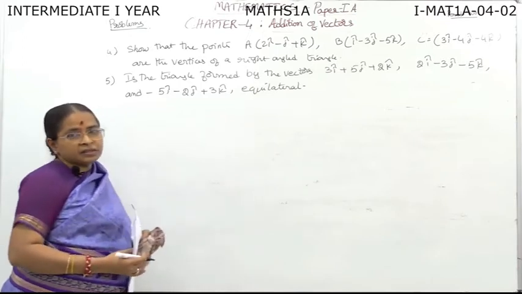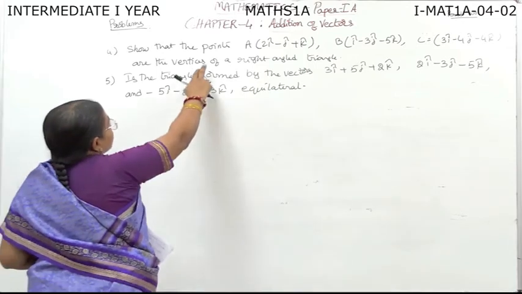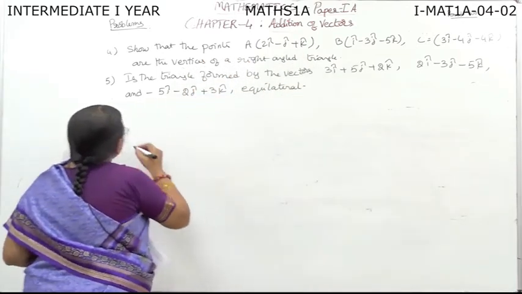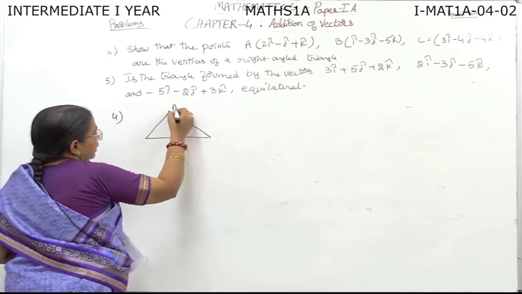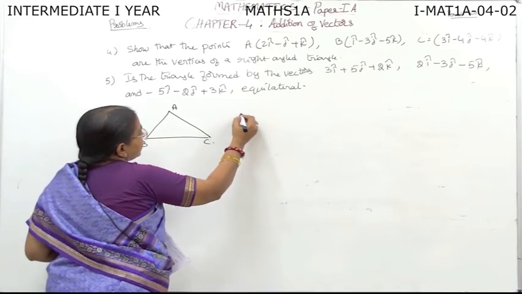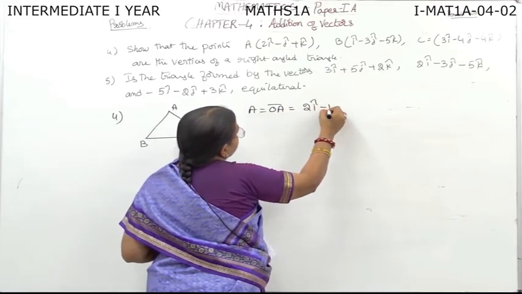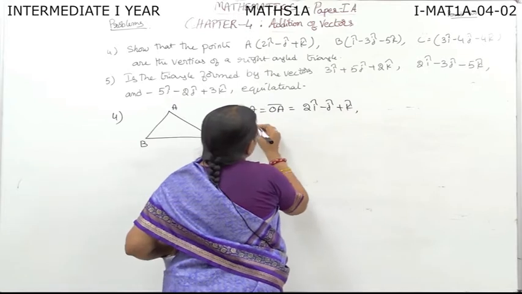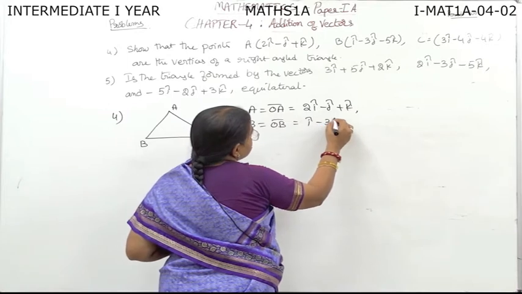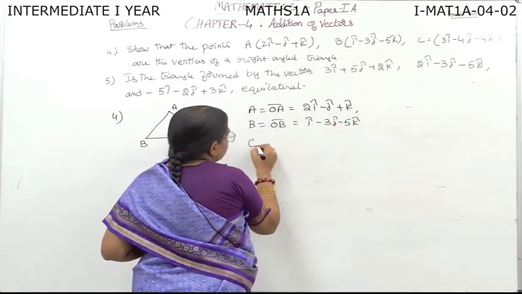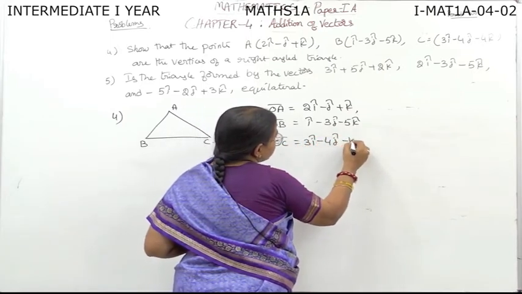Now what is the difference in these two problems? Now if you see, here they are the points. A, B, C are the points in the fourth problem. They are the vertices. A point, B point and C point. So that means A point is OA vector. OA is 2i minus j plus k. Similarly, B point is OB. OB is i minus 3j minus 5k. And C point is OC. OC is equal to 3i minus 4j minus 4k.